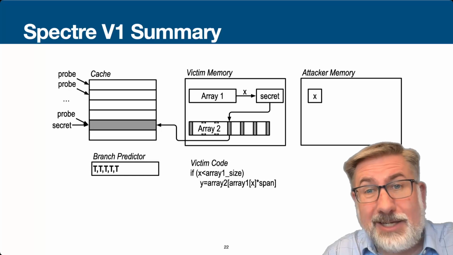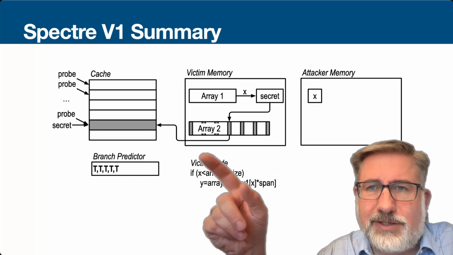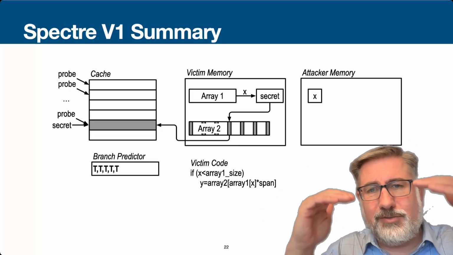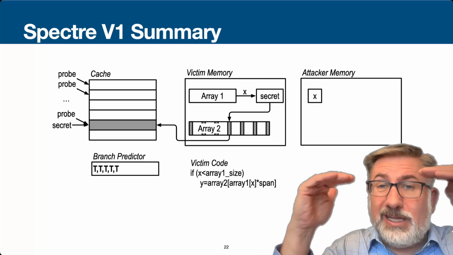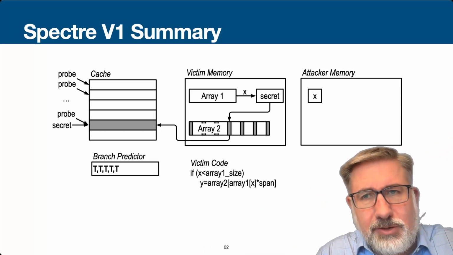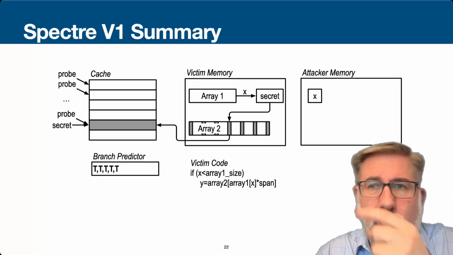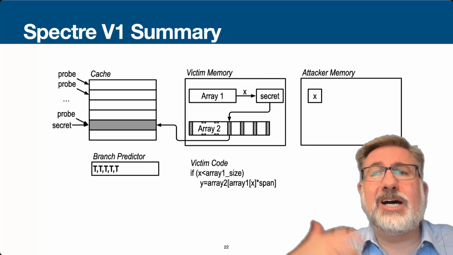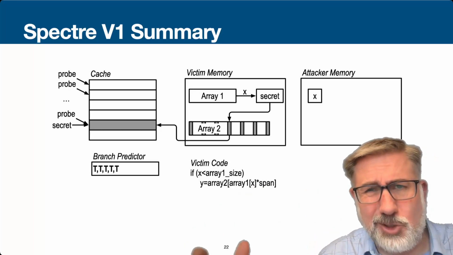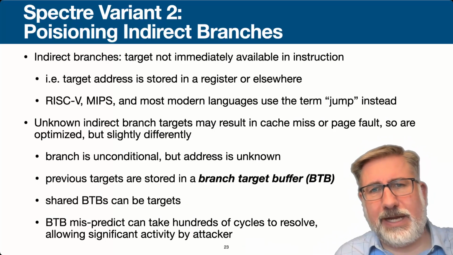So again, as the attacker, all I have to do is control x. I trick the victim into accessing the secret, and in the time it takes for the victim code to realize that it's made the wrong branch prediction and walk all that back, I use the secret as an index to access a probe array, which causes a cache line to load, which allows me to read the secret as the index of the cache line. Super cool. The second variant makes use of a different kind of speculative execution.